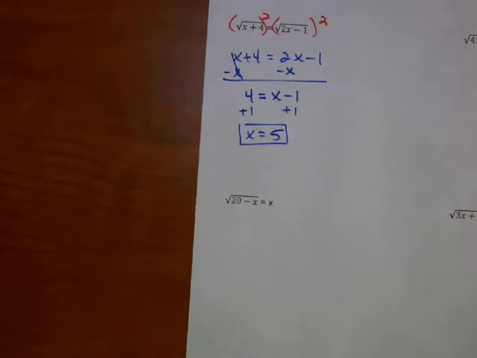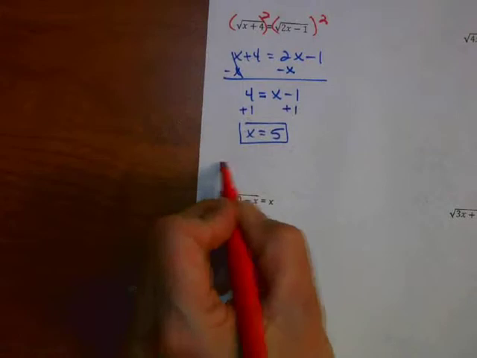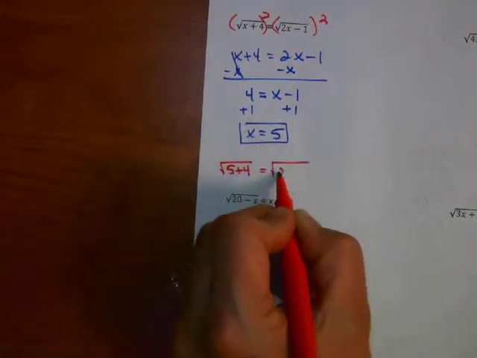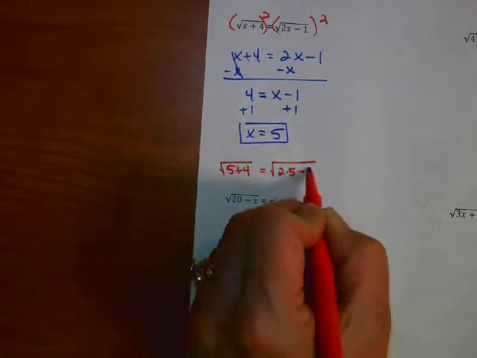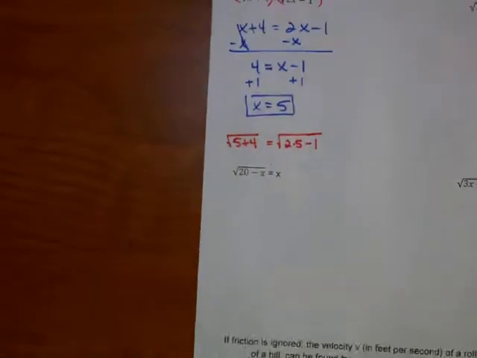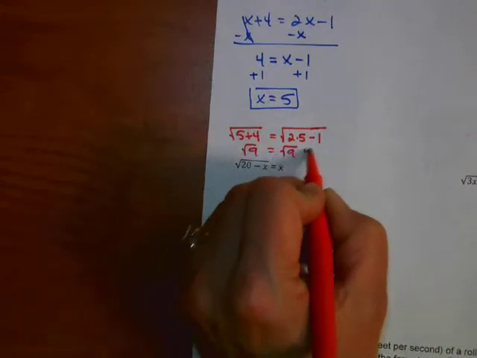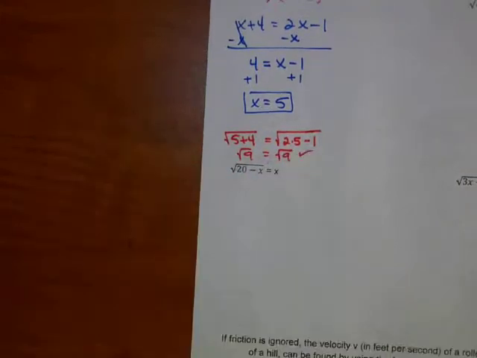Now let's just check it to make sure. The square root of 5 plus 4 equals the square root of 2 times 5 minus 1. So this is the square root of 9. Does that equal the square root of 9? Yes, it does. So it works.